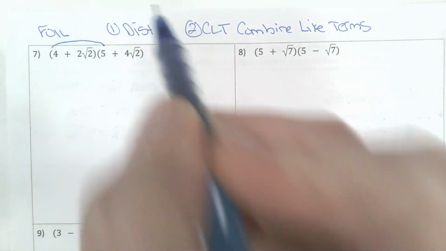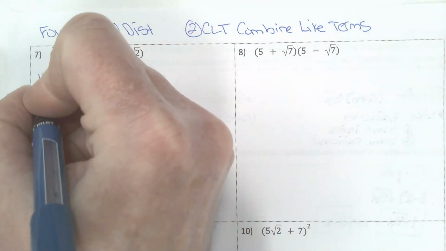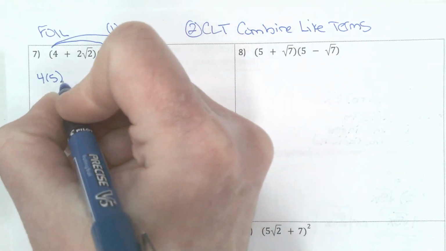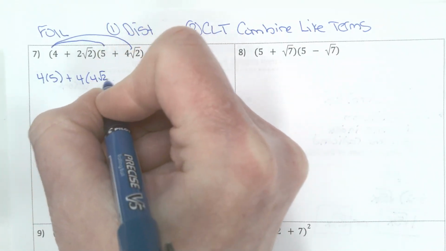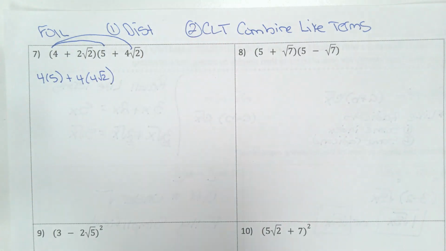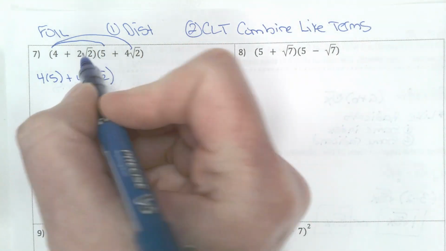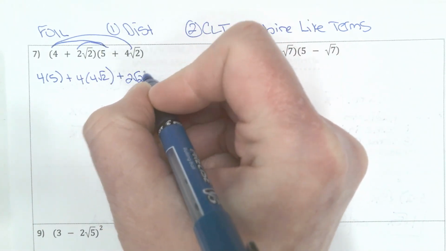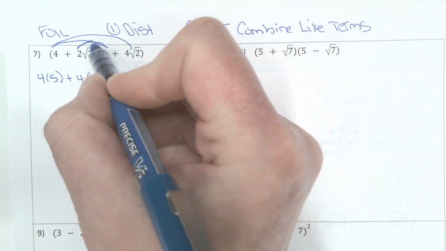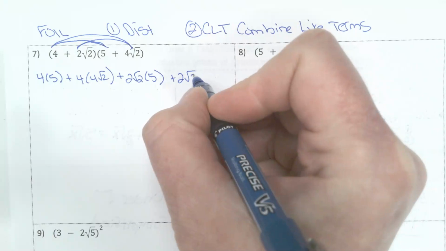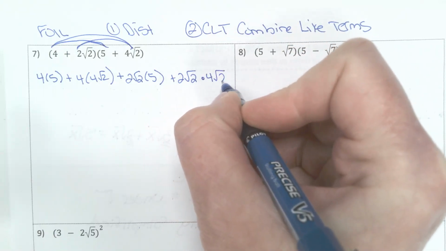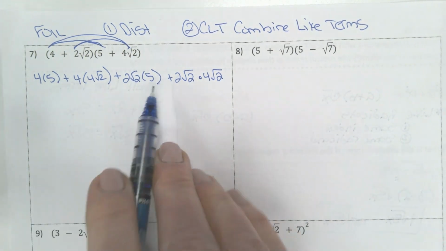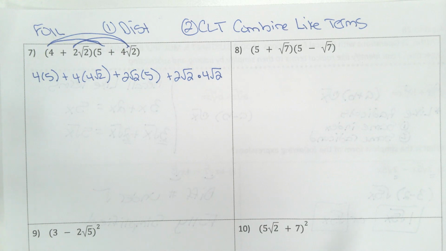So the first thing I'm taking is 4 times 5. And then I'm going to take 4 times 4 radical 2. Its job is done. Now I'm going to move on to 2 radical 2. And I'm going to take 2 radical 2 times 5. And then I'm taking 2 radical 2 times 4 radical 2. As you get better at this, you might not have to write out every single term, but this is how I'm going to start my lesson.